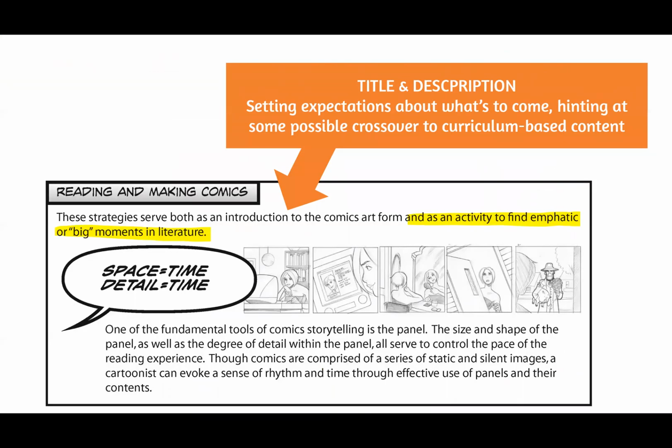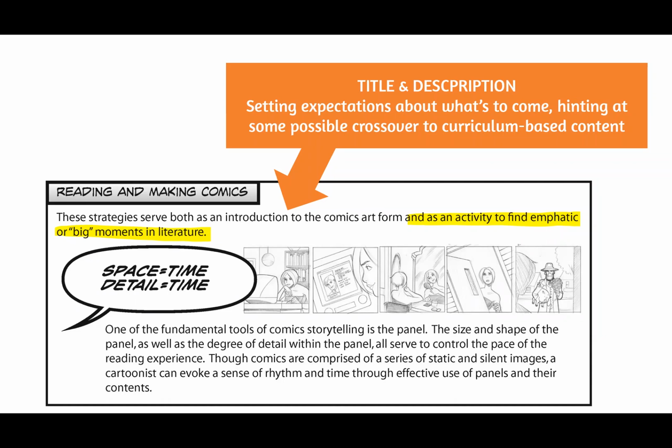So first up, we have the title and the description. Now, what is that? Well, a title and description sets expectations about what's to come. You may notice that as this webinar started, I said, here's what we're going to do today, so that we're not surprised by anything.